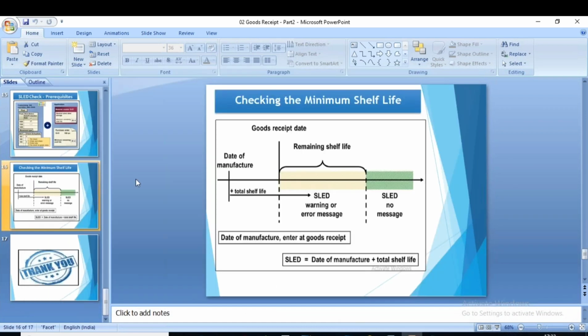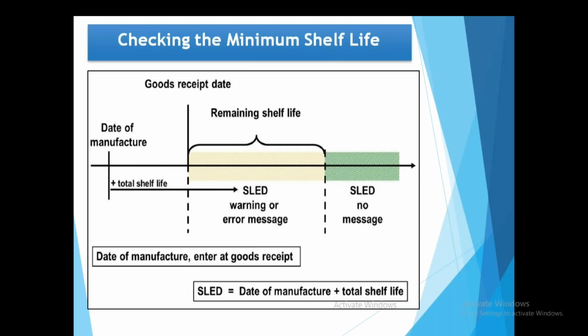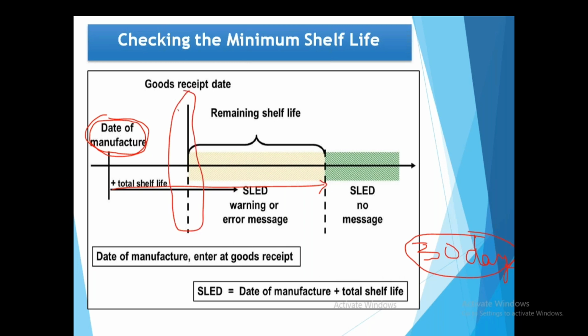Okay, so basically here what happens is, I'll tell you the scenario. Your vendor supplied a material to you, he gives you the date of manufacture, and at the same time he will give you the total shelf life of the material. Let's say the total shelf life is 30 days. That means after 30 days anyhow you are not going to use this. Now you are receiving this material into your plant on a particular date.